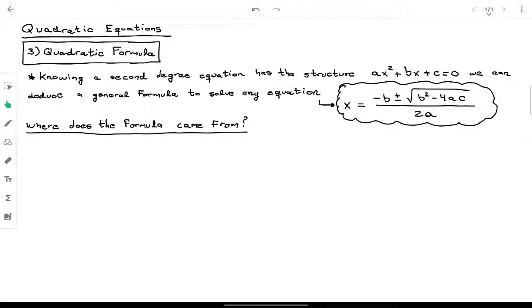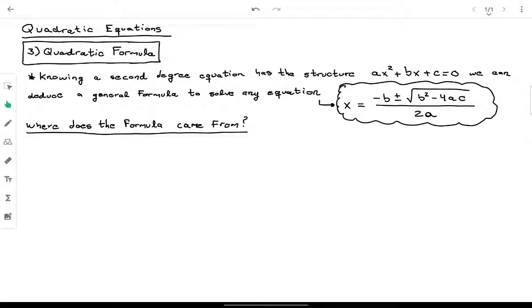Today we are going to see the last method for solving quadratic equations. This method is called the quadratic formula. That means we will use an established formula to solve the equation and obtain the answers.